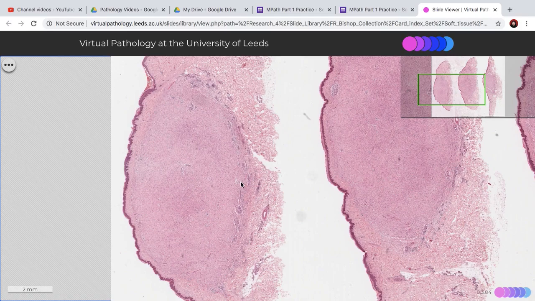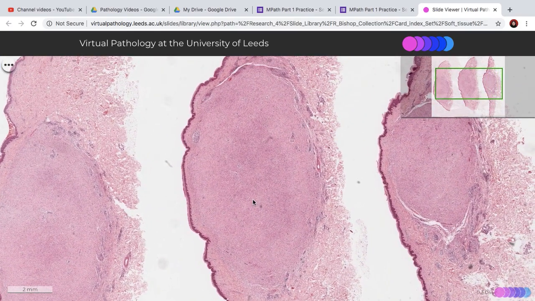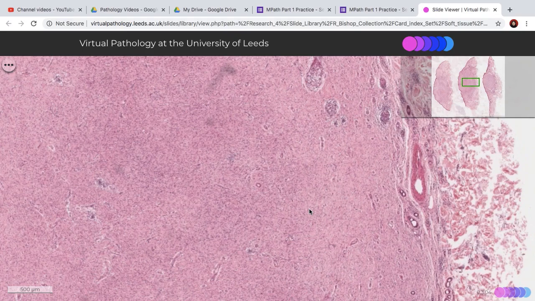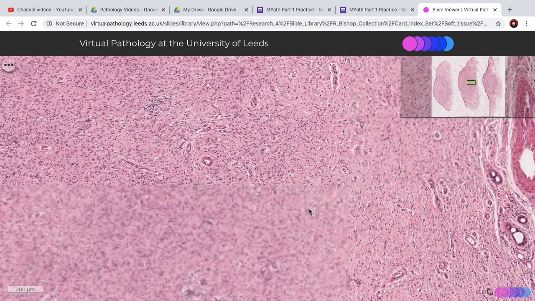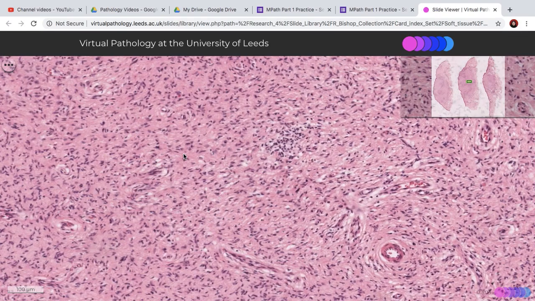Again, you can see in all three slices a circumscribed, unencapsulated lesion. Another thing that you may be able to appreciate at low power is that the cellularity is uniform throughout. There are no areas that show alternating hyper or hypocellularity, and there is no obvious nuclear palisading present.